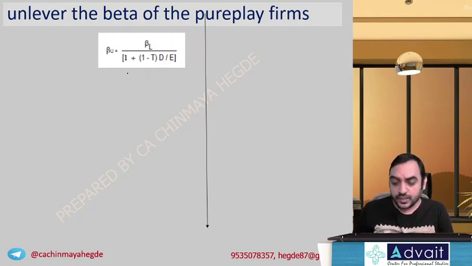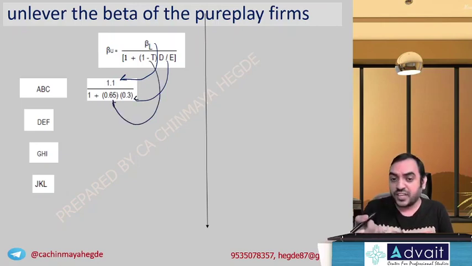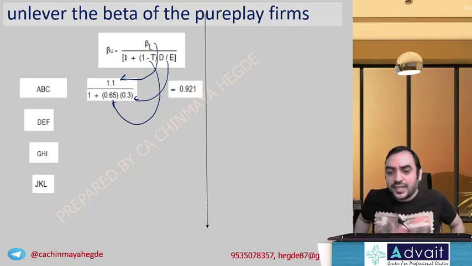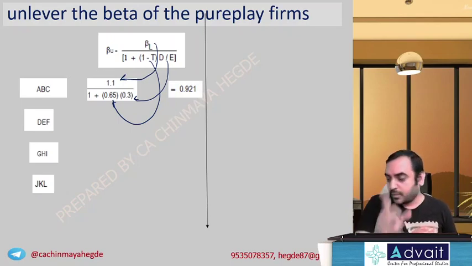Very good. Then you calculate for individual companies, the pure play firms. Levered beta is given as 1.1, debt equity ratio 0.3, and tax rate is 0.35, so 1 minus t is 0.65. Like this, you calculate. This should get you 0.921. I am taking 3 decimals, that's what the institute has taken. You can take 2 or 4 also, no issues. But you do the same for the other 3 firms.